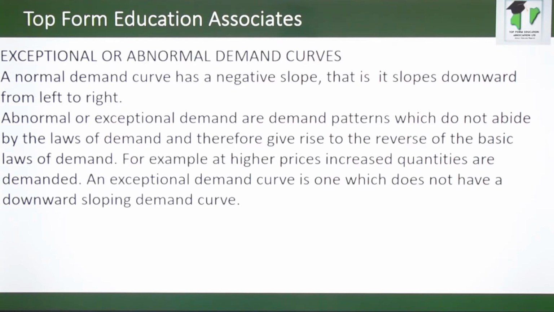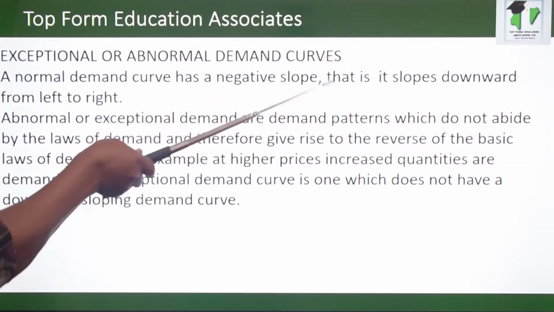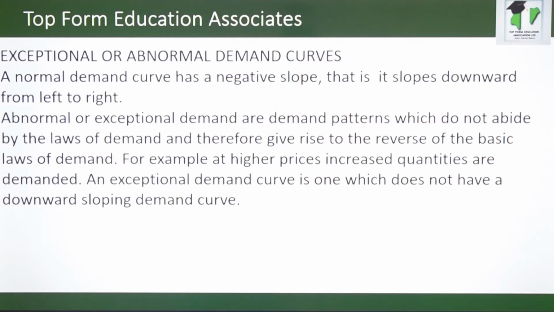We equally say that the normal thing is that an increase in price brings about a decrease in quantity demanded, and a decrease in price increases quantity demanded. So if as price increases, quantity demanded increases, then it's abnormal. And in that case, the demand curve will not slope downwards from left to the right. A normal demand curve has a negative slope. That is, it slopes downwards from left to the right.